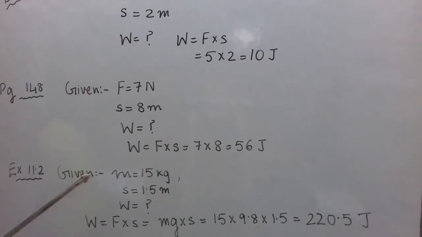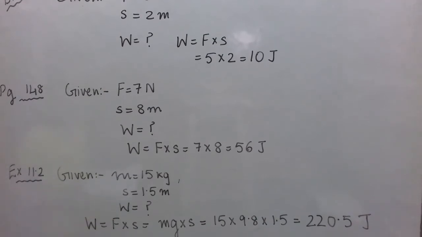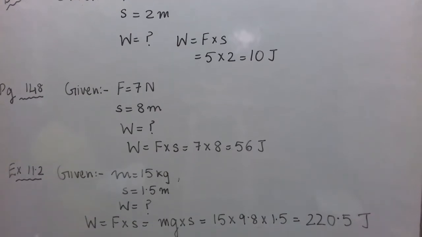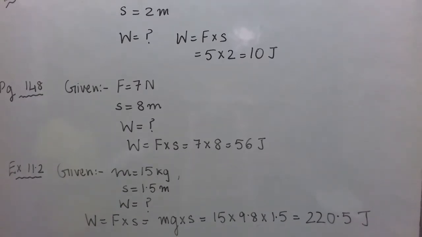Take care here, when it is given, then you can take it as 10 meter per second square. Otherwise, always prefer to take g as 9.8 meter per second square. I hope these numericals are clear. They were quite easy. So now, let us see the box questions given on page number 149.